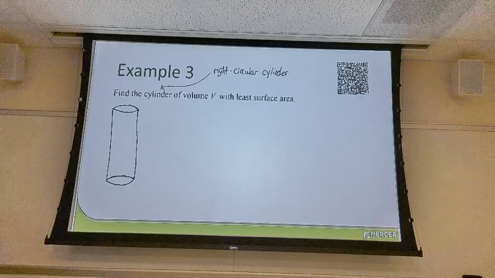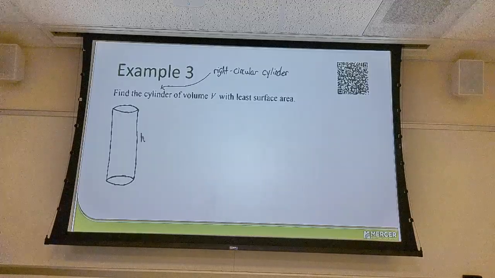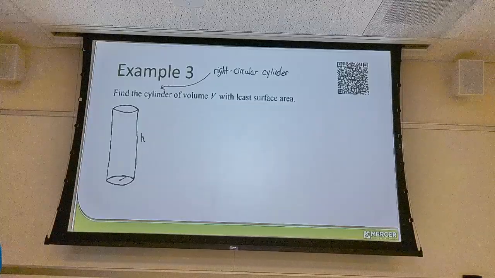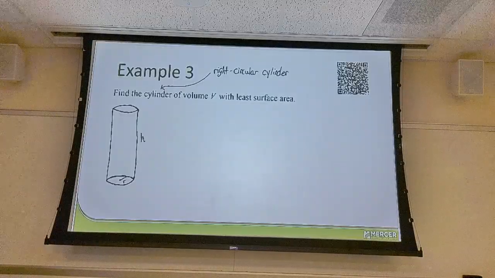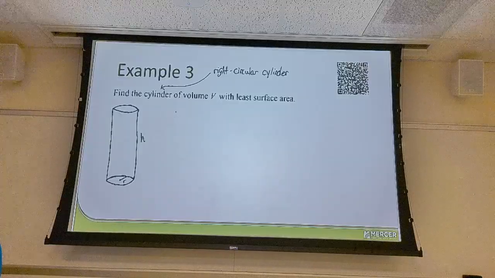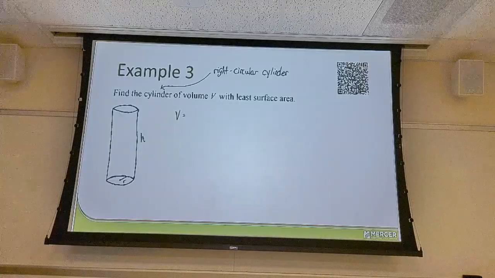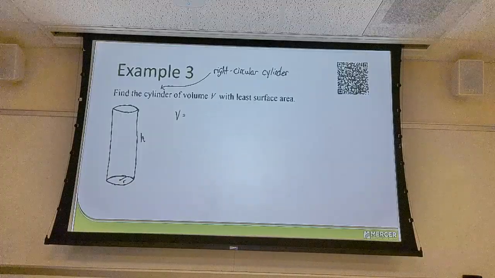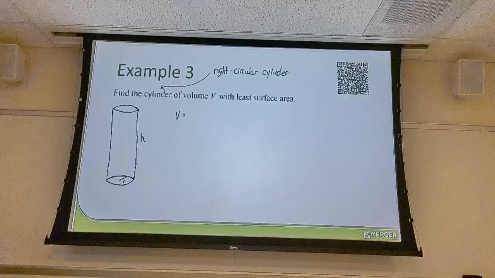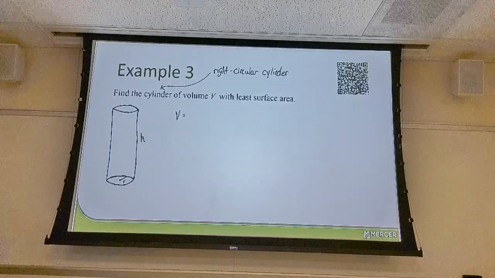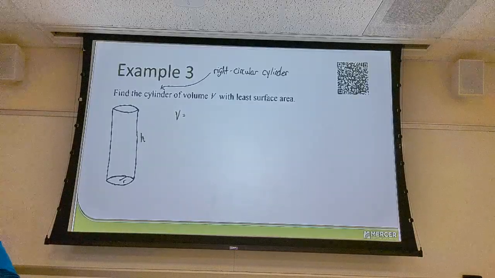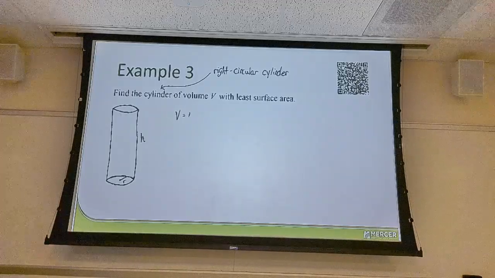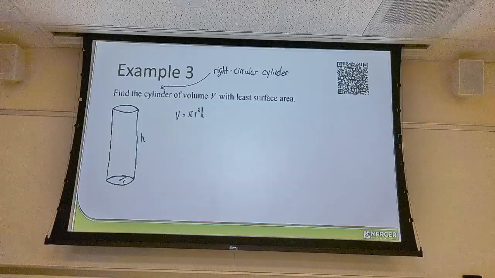So it's going to have some height h, right? And some radius r. First, what is the volume of the cone? I'm sorry, not cone. Cylinder. Pi r squared times h. Yes. We're going to need that.